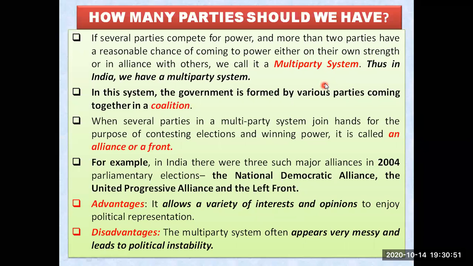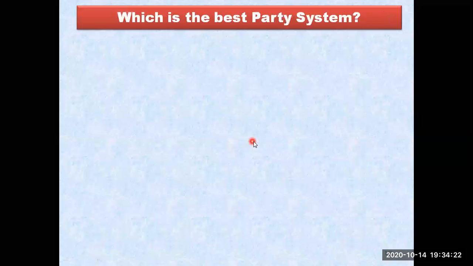Hope you all understand about this one-party, multi-party system and two-party system, my dear students. Let us move to the next topic, my dear students. Which is the best party system? Who can answer this one? Kaun sa best party system hoga? India mein ya koi bhi other countries mein? One-party system, two-party system, or the multi-party?